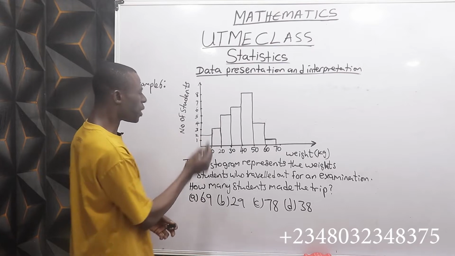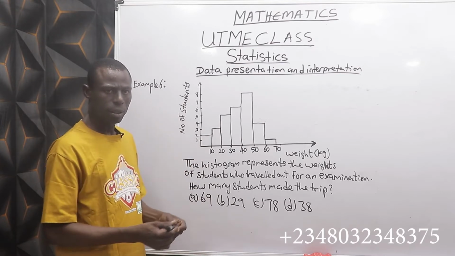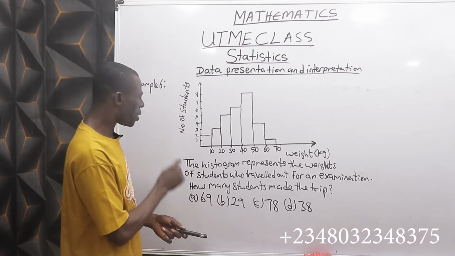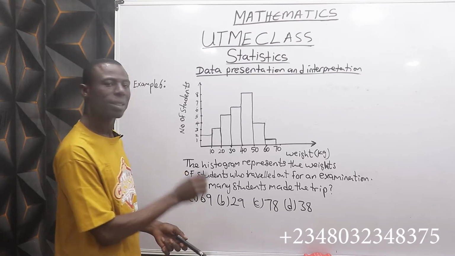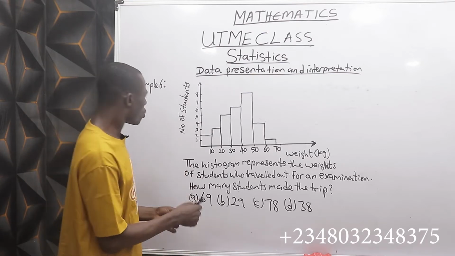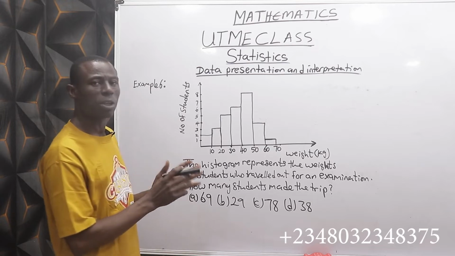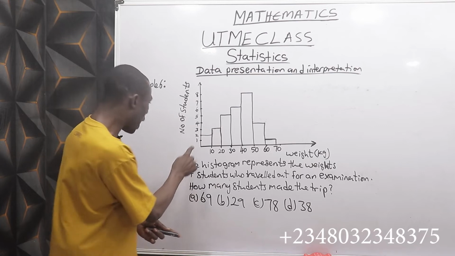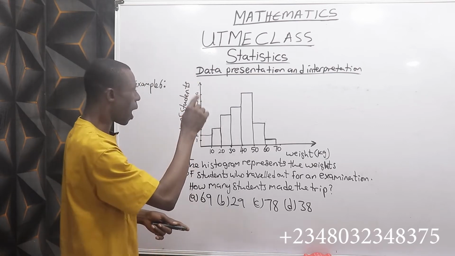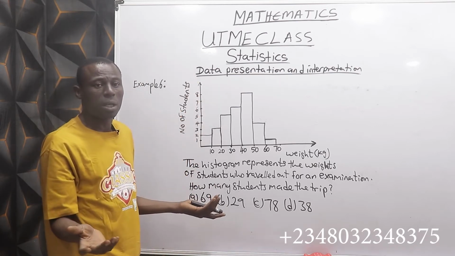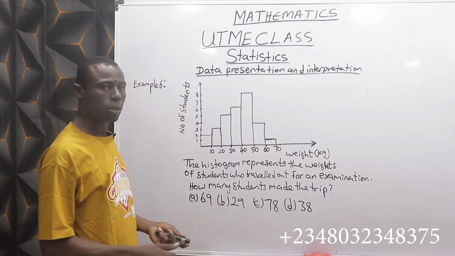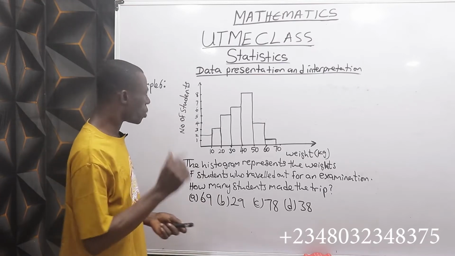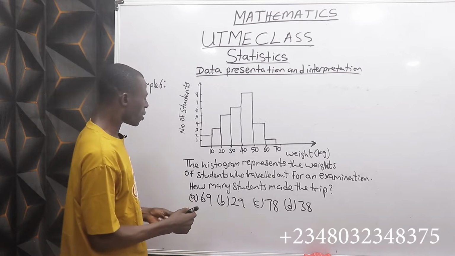Use the head of each bar to count the number of students that made the trip. How? You don't just do what the majority of people do. When this kind of question is asked, the majority of people add up the numbers here, and unfortunately, they might find it among the options and they grab it. Don't do that. This is how to go about it.